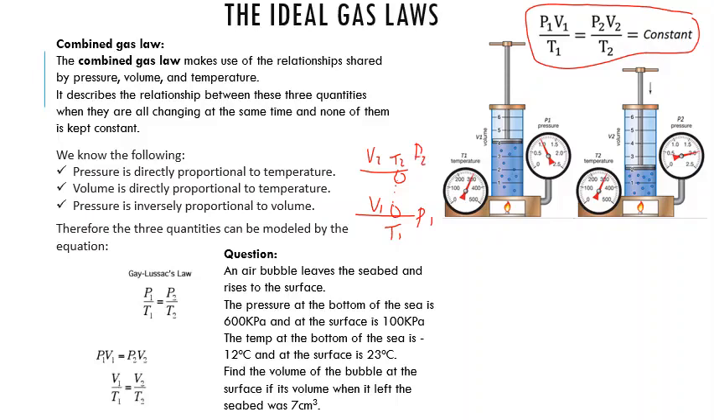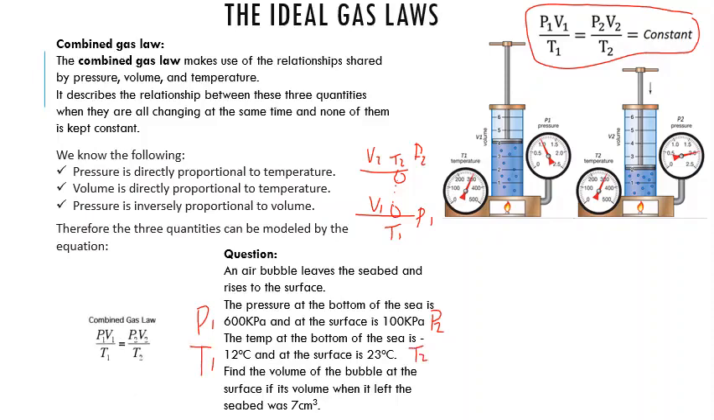Now, let's look at the given. The pressure at the bottom, P1, is 600, that's P1 here, whereas the pressure at the top is 100,000 kilopascal, that's P2. Now, the temperature at the bottom, again, that's T1, which is 12, whereas at the top, T2 is 23. And the volume at the surface is to be found, whereas the volume when it left the seabed is 7, so that's V1, because V1 is when it left. And the question is to find V2.